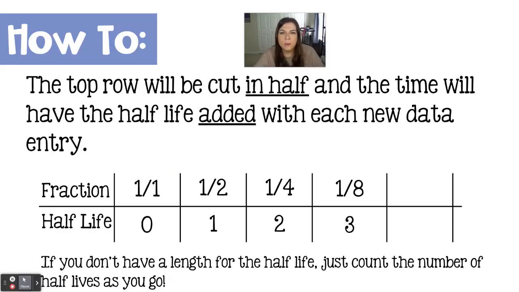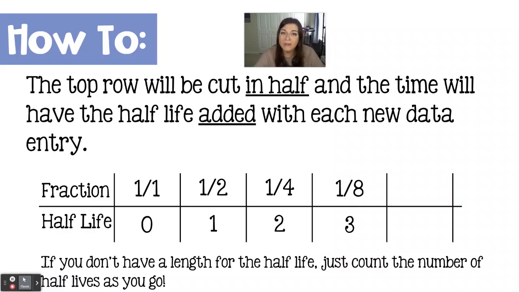Again, that top row, which is either going to be fraction, percent, or mass, is going to be cut in half with each successive half-life, because the half-life is the amount of time you need for half of the sample to decay or degrade. So up top, your fraction starts out as 1 over 1, then becomes 1 over 2, then 1 over 4, then 1 over 8. When you're dividing fractions, you just double the denominator. Then across the bottom, you would add the half-life with each successive section of this table.